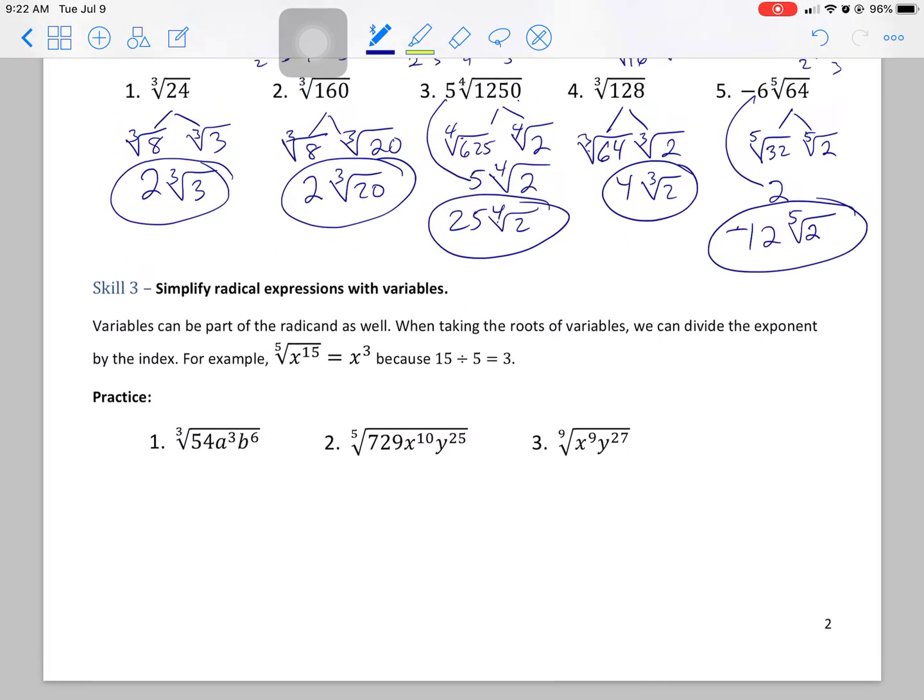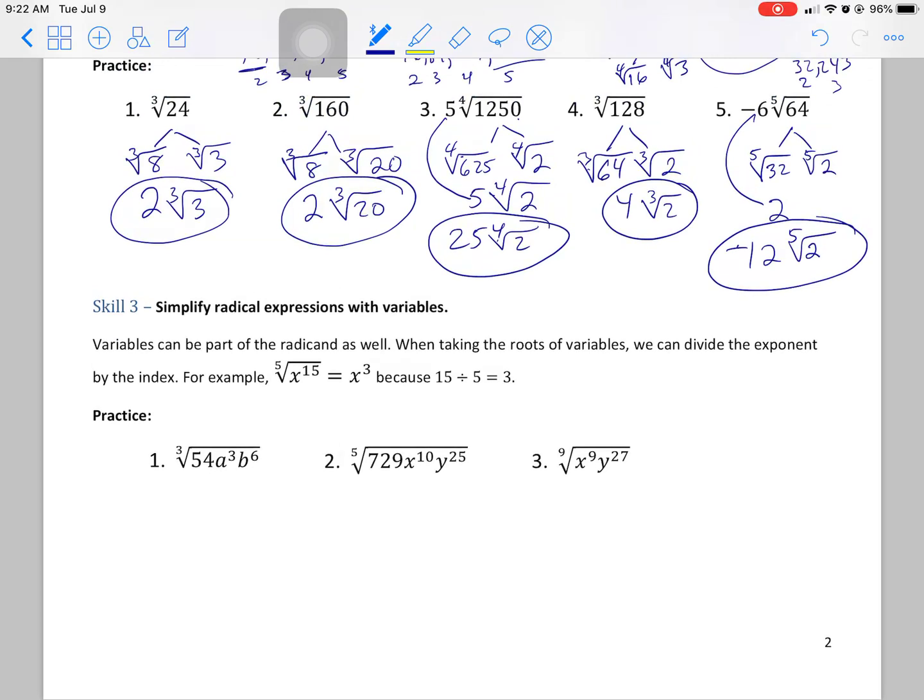And let's see, simplify variables. Okay, we have to use the variables now. The same principle applies that we did before. If you have the fifth root of x to the 15th, divide that 15 by the index, which is 5. That comes out to a whole number 3, so that translates into x cubed as your final answer, because everything comes out. I didn't have any remainder. So divide everything out. All right, look at everything separately.